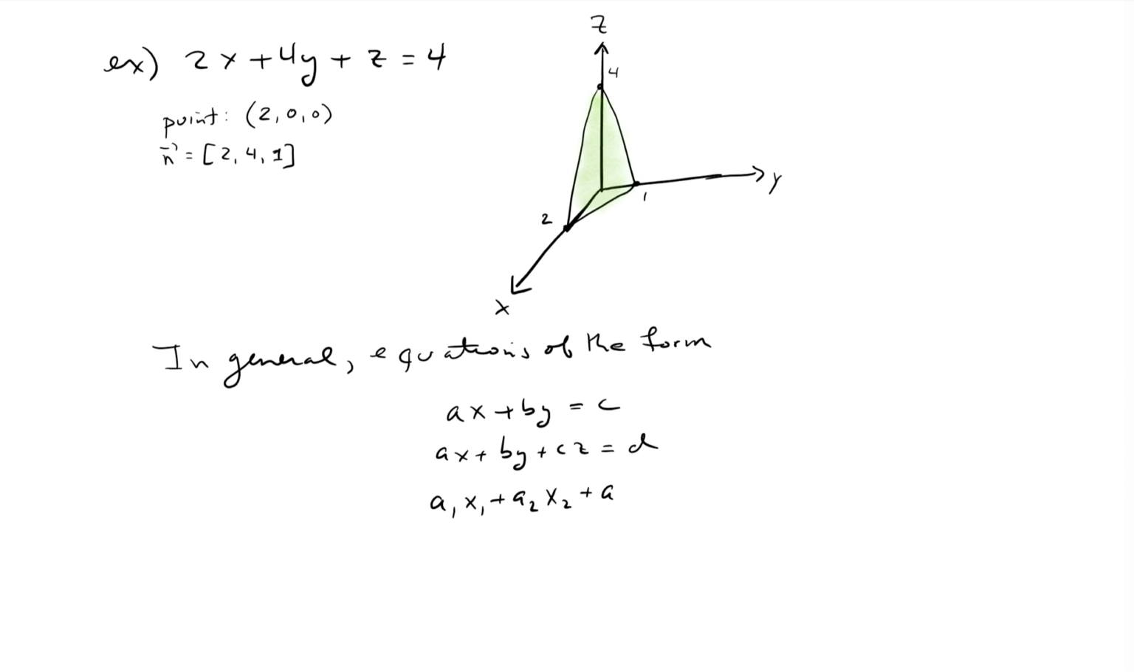I could use x1, x2, x3, x4 for my variables, and I could use a1, a2, a3, a4 for my constants, and maybe b for the constant term. And in general, I could just keep on going like this and say, okay, this goes all the way to an xn equals b. Okay, so those are called linear equations.